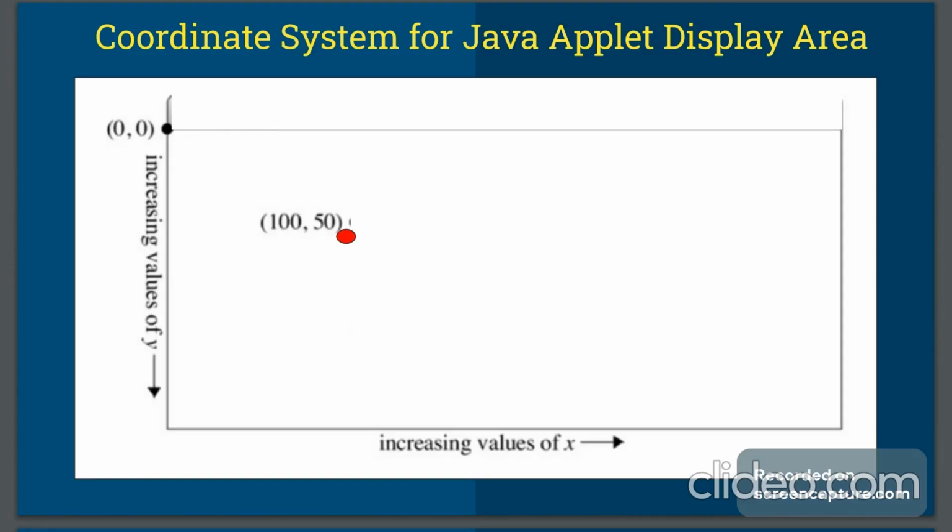Today we will understand that even for implementing the basic programming constructs in Applet, we have to follow the same coordinate system of the display area of Java Applet. On the display area, which is shown here with the rectangle, the top left corner starts with the 0 0 coordinate, and the horizontal coordinate is x and the vertical coordinate is y.